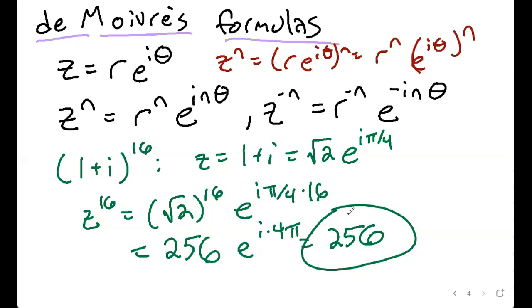So this gives us a very quick way to see that if we raise 1 plus I to the 16th power, then we get 256, which might be a surprising answer. Raising this number, there are i's in it, but there's no i's in our final answer. So yeah, this will be very, very important in the next topic, roots of complex numbers.